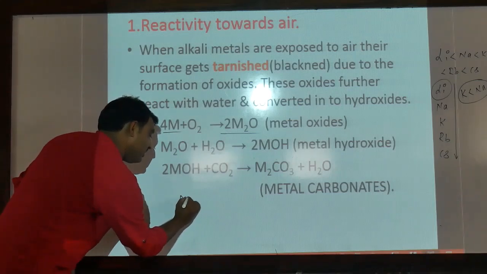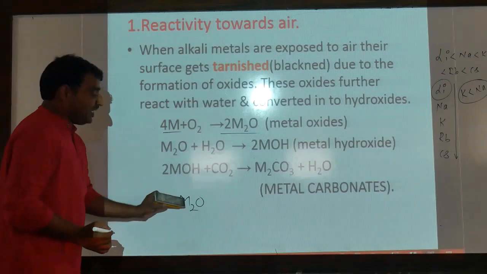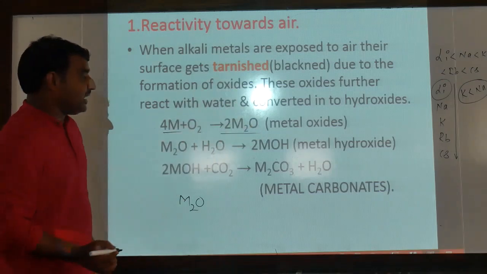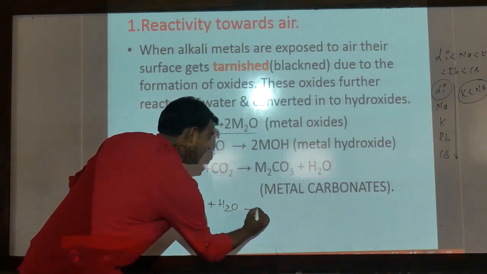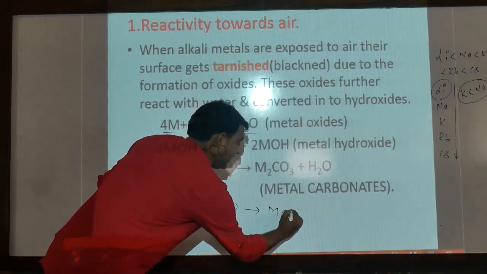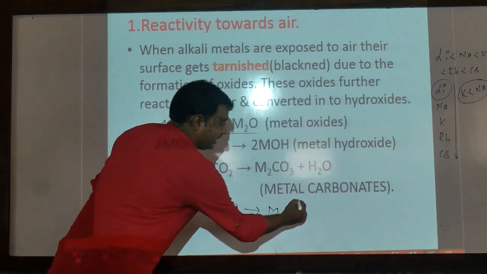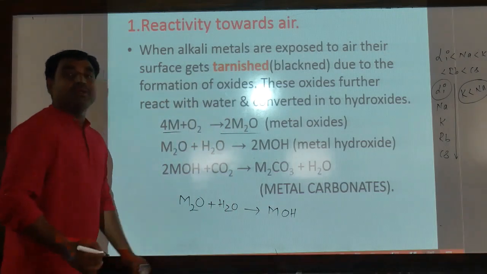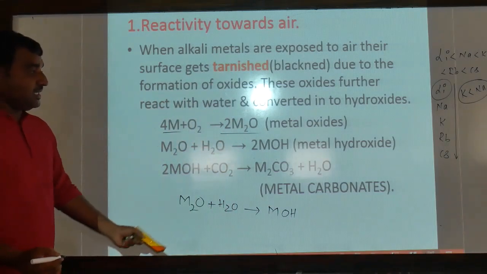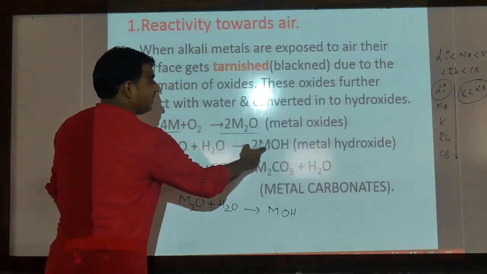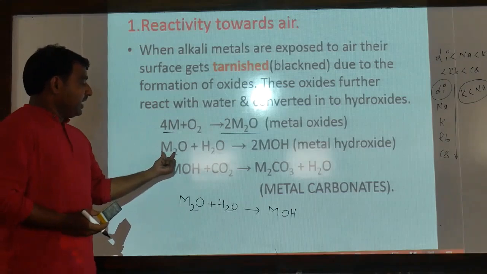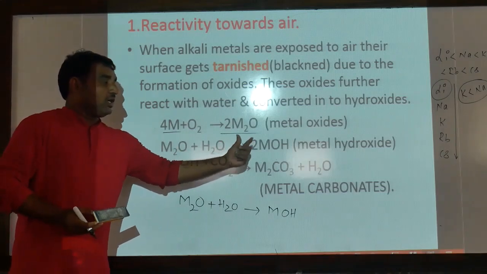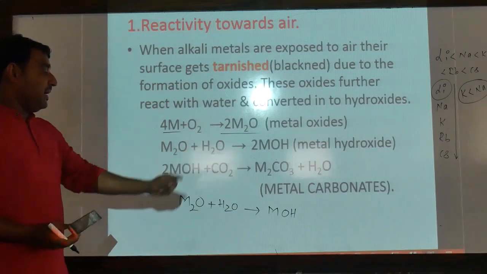Metal oxides, we write as M2O. The metal may be anything from lithium to cesium. That reacts with the H2O and will form the metal hydroxides. This is OH with a -1 charge, and M is a metal having a +1 charge. So we multiply by 2 to balance the metal and oxygens. So M2O plus H2O will give 2 MOH, that is the metal hydroxides.